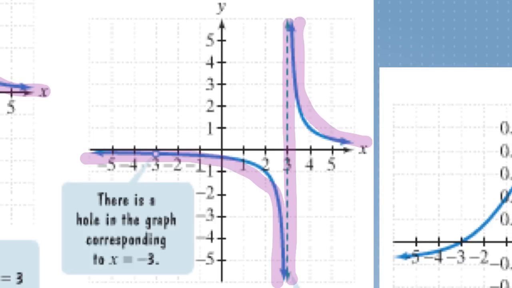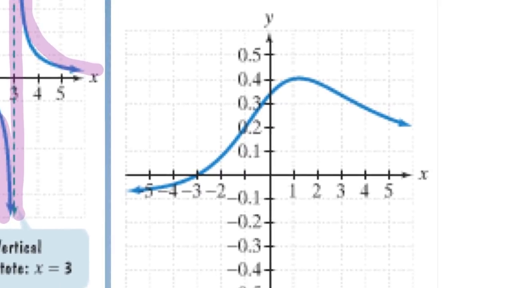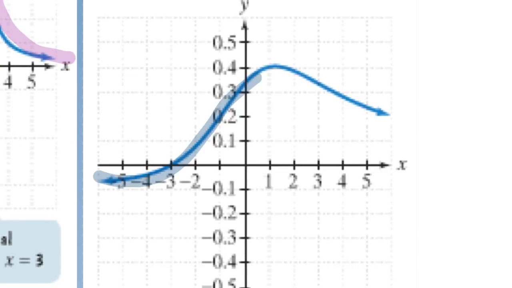This one actually has a hole, which we're going to talk about a little bit later, but that's what a hole looks like. And then this last one has no asymptote. So there's no split in my curve, there's no break.